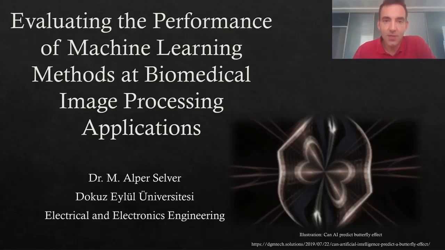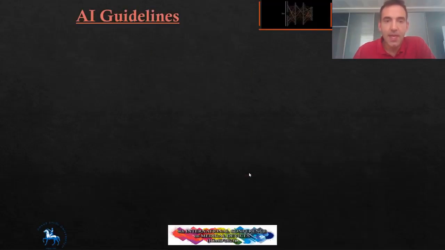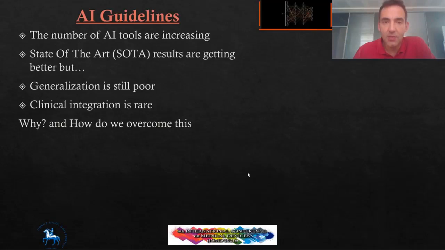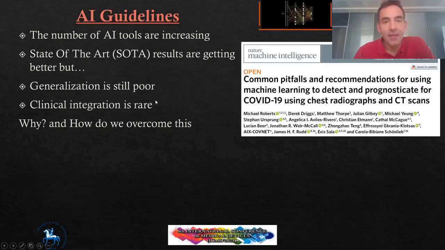And today I'm going to talk about evaluating the performance of machine learning methods at biomedical image processing applications. So, as we all know, the AI tools are increasing in capacity, in success, in accuracy, in several applications. Now, as the number of AI tools are increasing, their state-of-the-art results for the applications they are being used are getting better. But their generalization is still poor, and the clinical integration is rare.